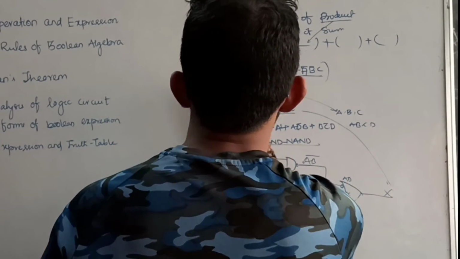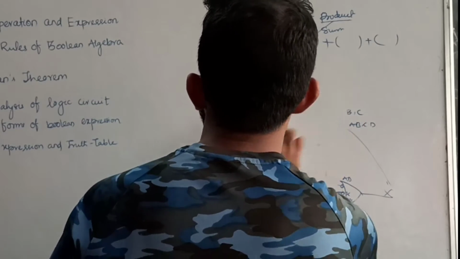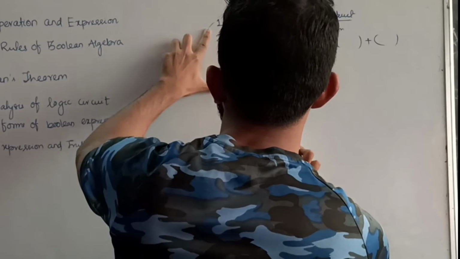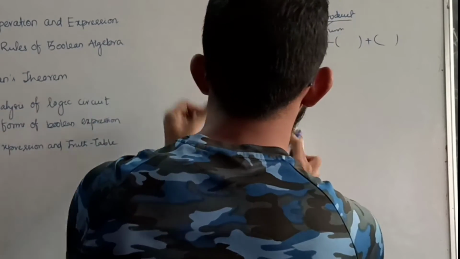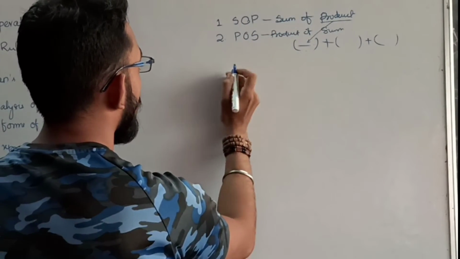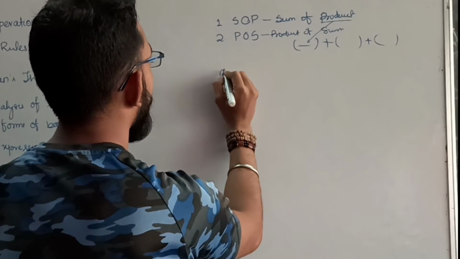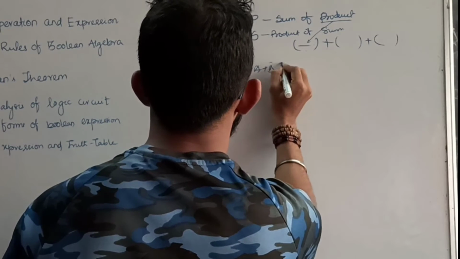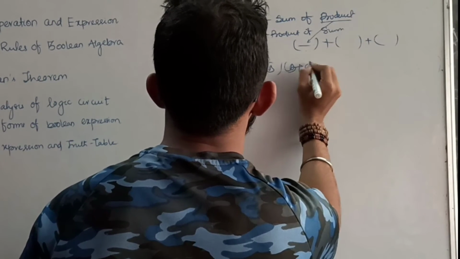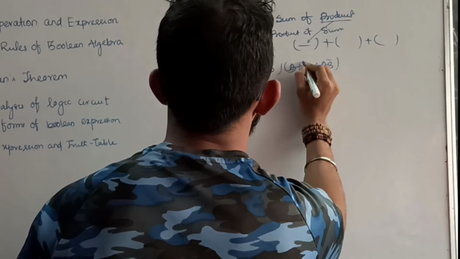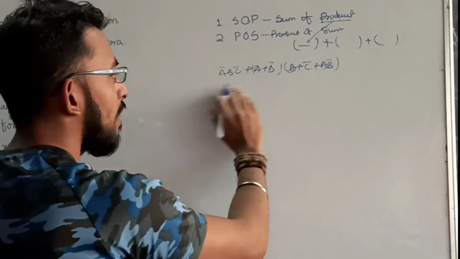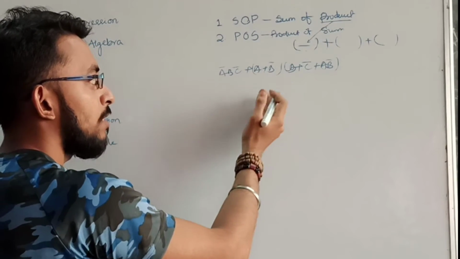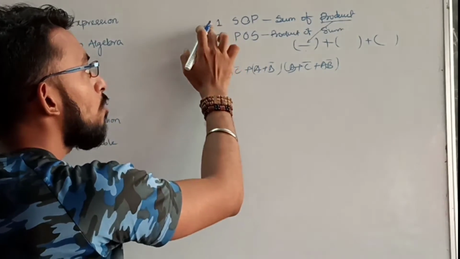Then we will see how to convert our general form to standard SOP form. Standard SOP means sum of product. Any general form is there. How to represent that in sum of product? Let's take one general expression: A bar B C bar plus (A plus B bar) multiplied by (B plus C bar) plus A B bar. Let's take any term. It is neither in sum of product nor in product of sum. It is a general form. I have to represent this form into sum of product.